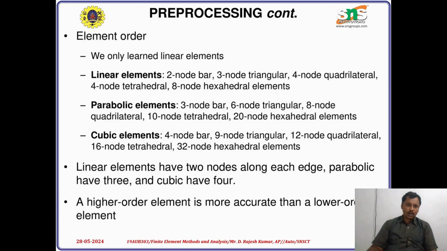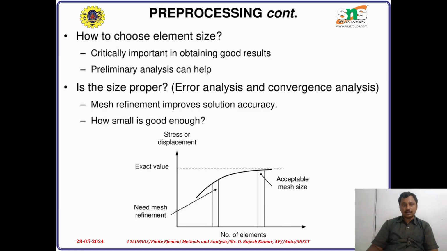So the element order. What is the element order? We only learn linear elements. So linear element, parabolic element, cubic element. All these things should be given in the software. That is the pre-processing stage of this finite element method.